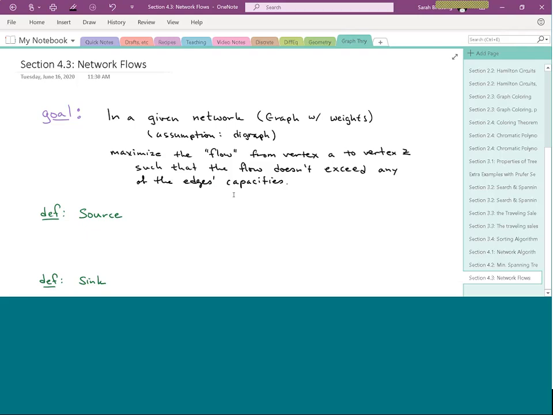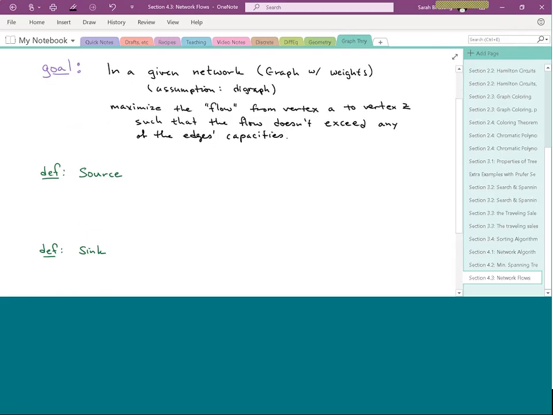In order to actually talk about our flows, though, we do need to talk about a source and a sink. So a source and a sink are defined as follows. And the easiest is by way of a picture. So your source is going to be some vertex in your graph. So a vertex.